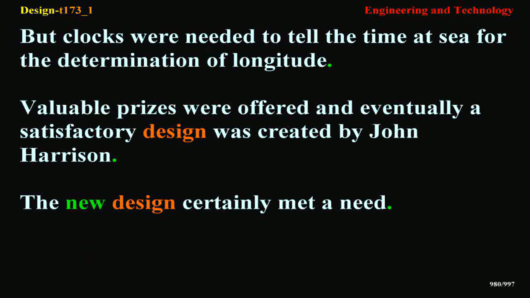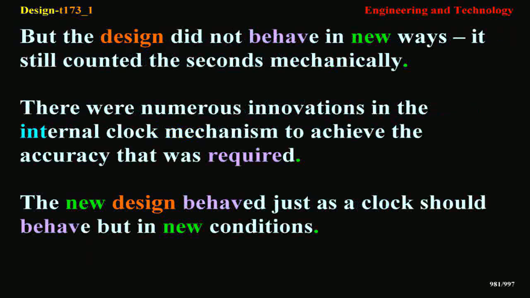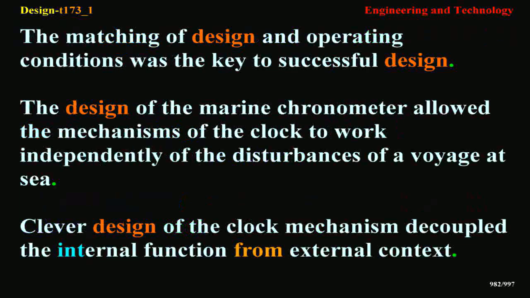The new design certainly met a need. But the design did not behave in new ways, it still counted the seconds mechanically. There were numerous innovations in the internal clock mechanism to achieve the accuracy that was required. The new design behaved just as a clock should behave, but in new conditions. The matching of design and operating conditions was the key to successful design. The design of the marine chronometer allowed the mechanisms of the clock to work independently of the disturbances of a voyage at sea. Clever design of the clock mechanism decoupled the internal function from external context.